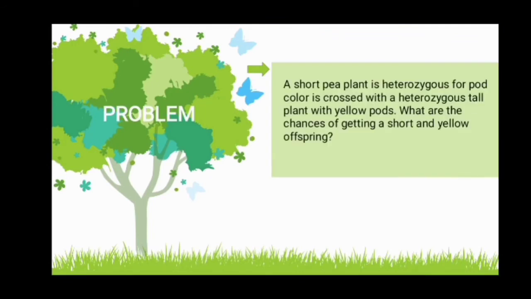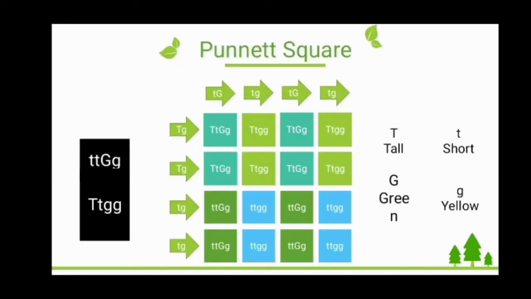So for the example problem: a short pea plant that is heterozygous for pod color is crossed with a heterozygous tall plant with yellow pods. What are the chances of getting a short and yellow offspring? So, ang gagawin natin ay dihybrid cross, kung saan ito yung crossing o tracking at the same time. So, dito po, based on the problem, tall is dominant. Kaya po pwede natin isulat na big T for tall at small T naman for short. So, ang green ay dominant pod color. Kaya ito ay pwede natin isulat na big G for green at small G naman for yellow.